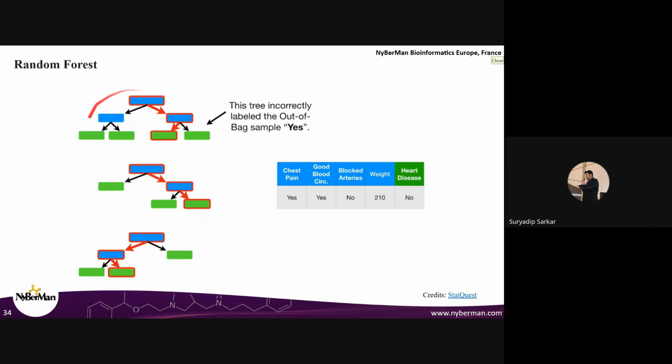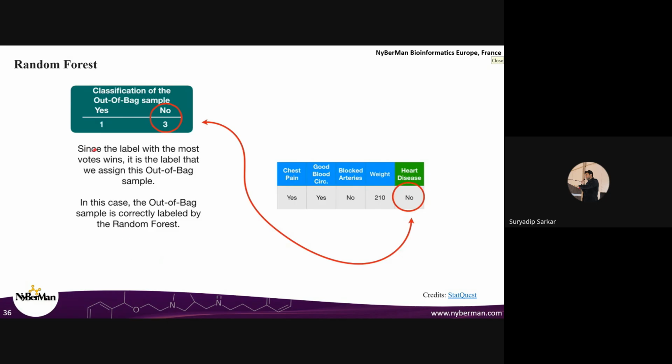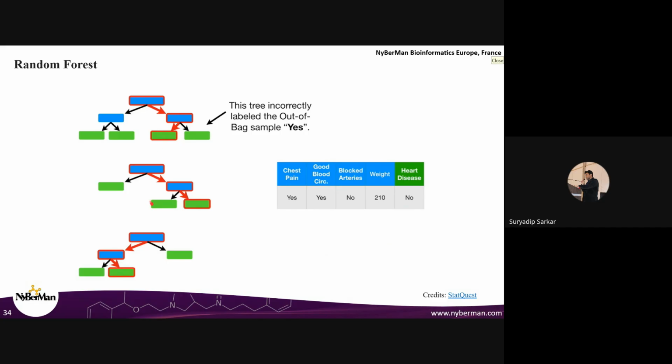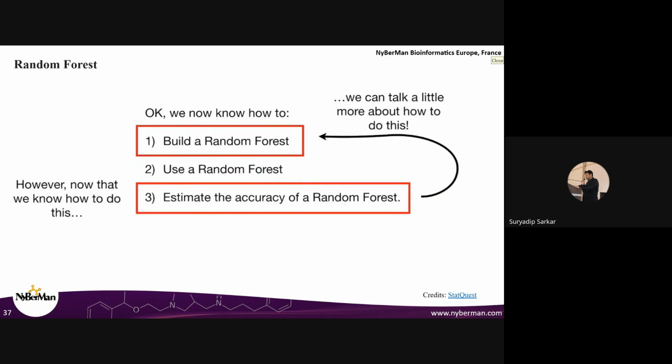For example, this tree incorrectly labeled the out of bag sample as yes, and these trees labeled the out of bag sample as no. If you think about the classification of the out of bag sample, we had three no's and one yes: the original tree gave us a no, this one gave us a yes, and these two also gave us a no. Since the label with the most votes wins, we assign the no label to this out of bag sample, and in this case the out of bag sample has been correctly labeled by the random forest. This is exactly how we validate the accuracy of random forests.